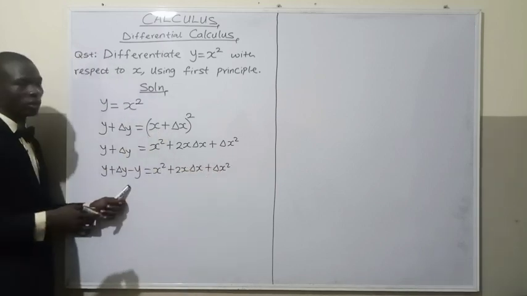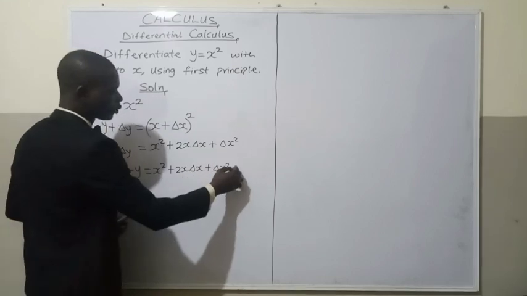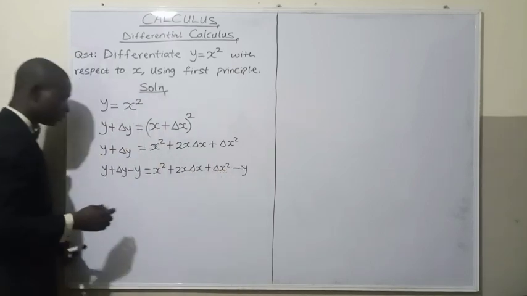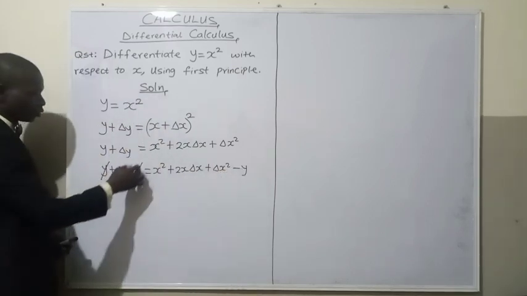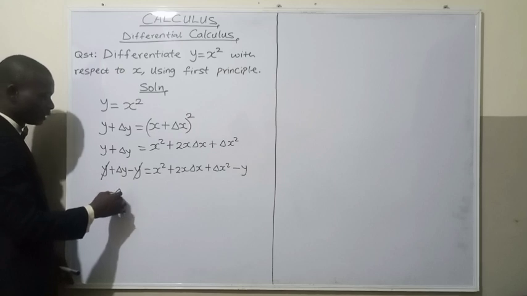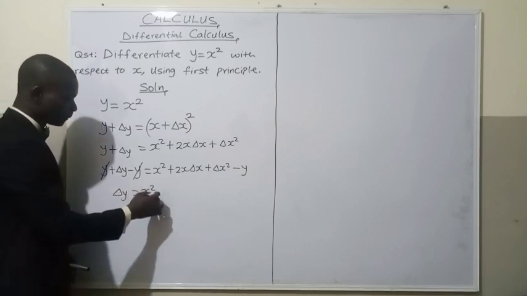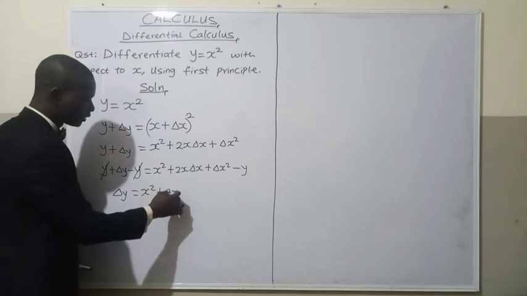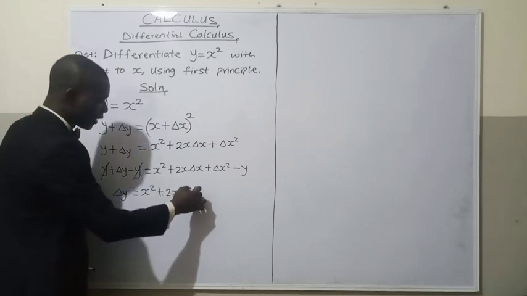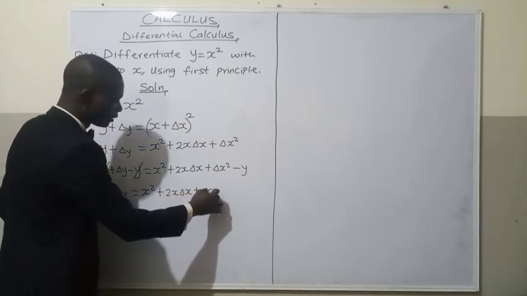And since we are subtracting y from the left hand side, we have to subtract y from the right hand side as well. So in this case, y minus y will be cancelled out. We'll be left with only delta y on this side, and that's going to be equal to x squared plus 2x delta x plus delta x squared.